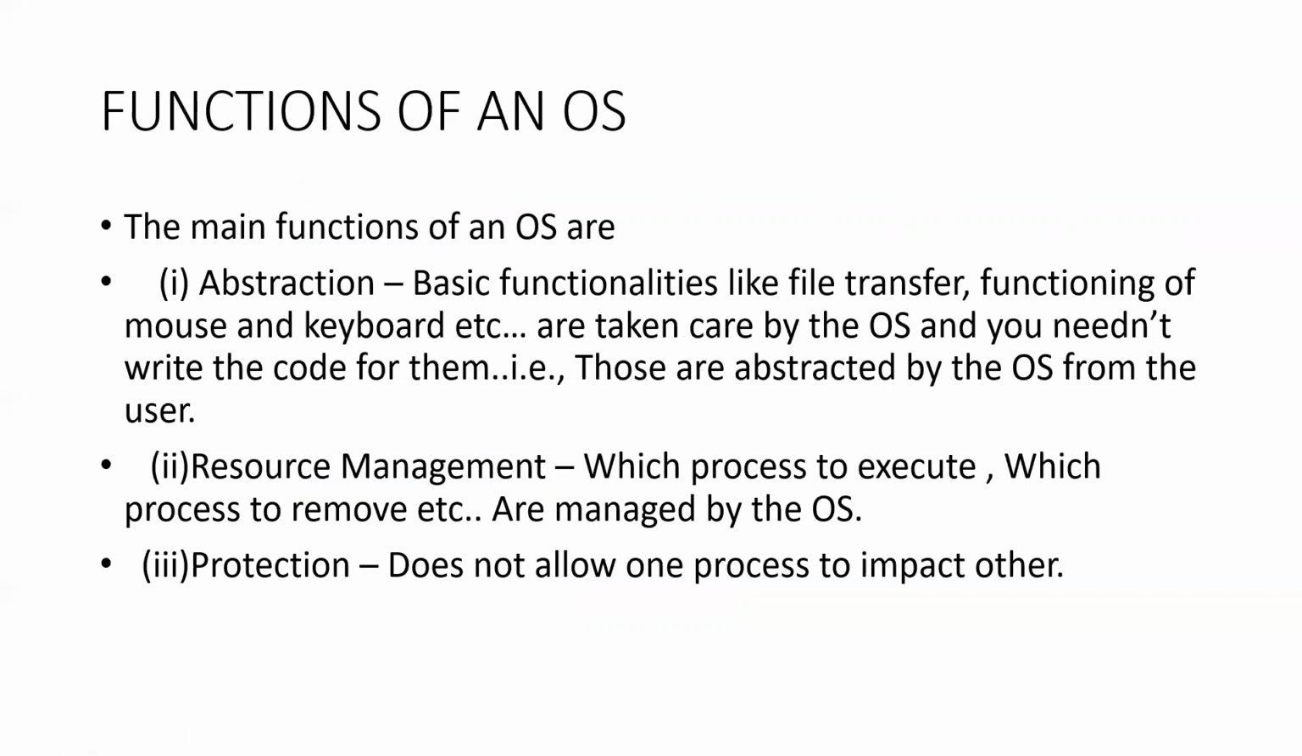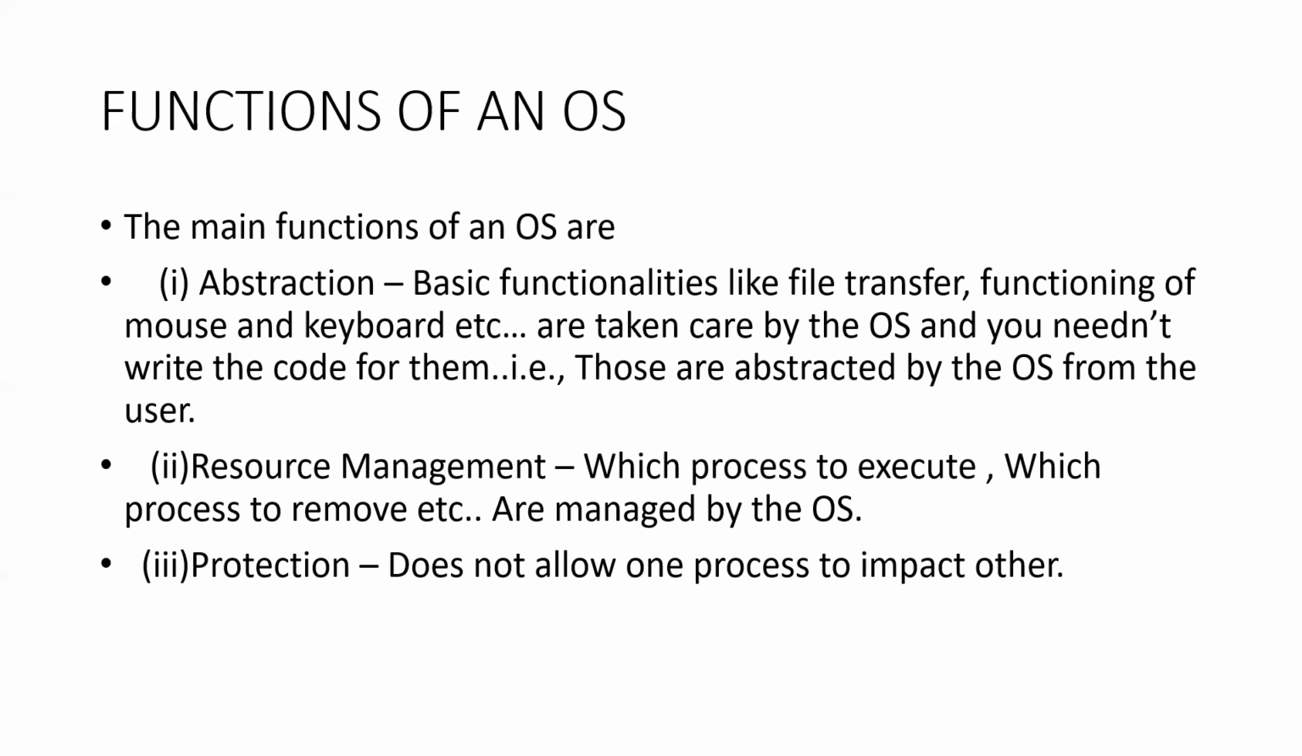To explain abstraction, let us consider this example. Suppose you are creating a Word document. For that, you need a mouse for navigation, and you need a keyboard to type the content. Now, with the OS, you need not give code for the functioning of the mouse and keyboard.